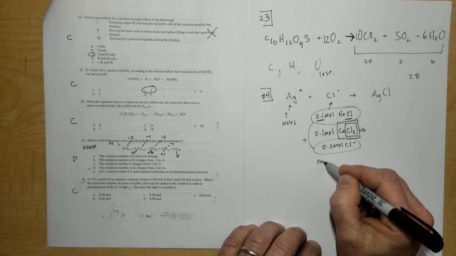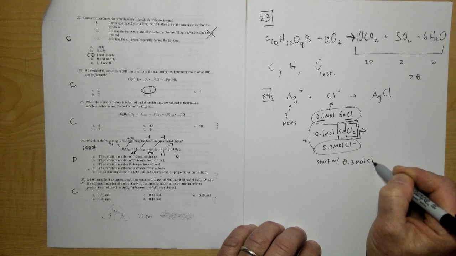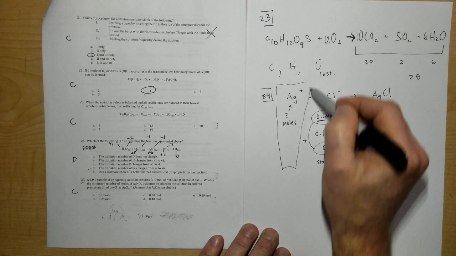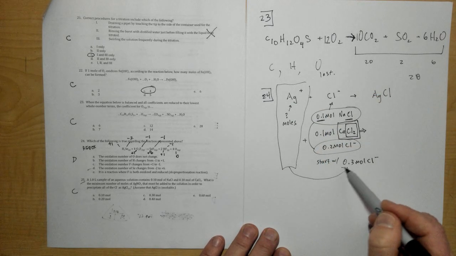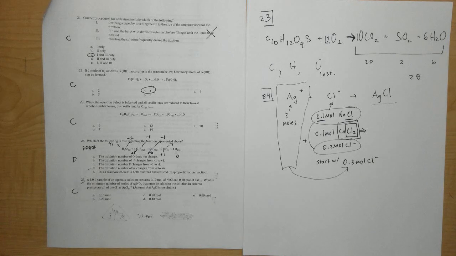So I start with 0.3 moles of Cl minus. And it wants to know how many moles of this do I need to get rid of, or to take all of this and make it into AgCl.